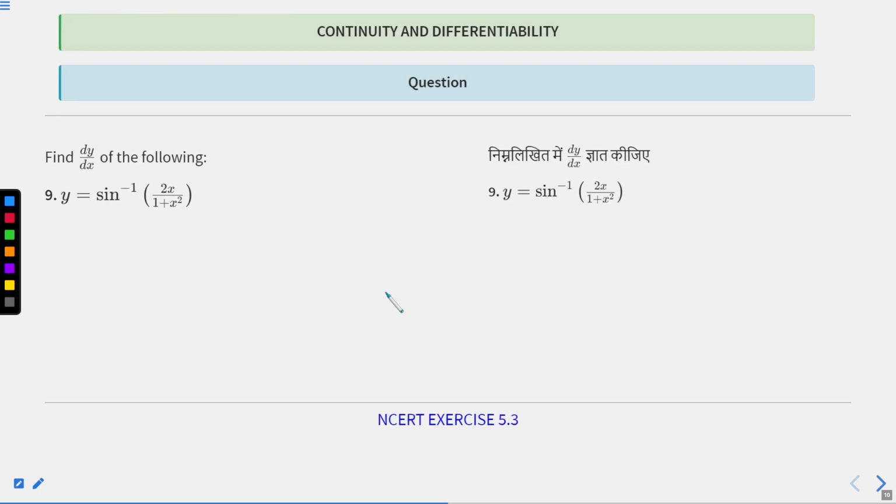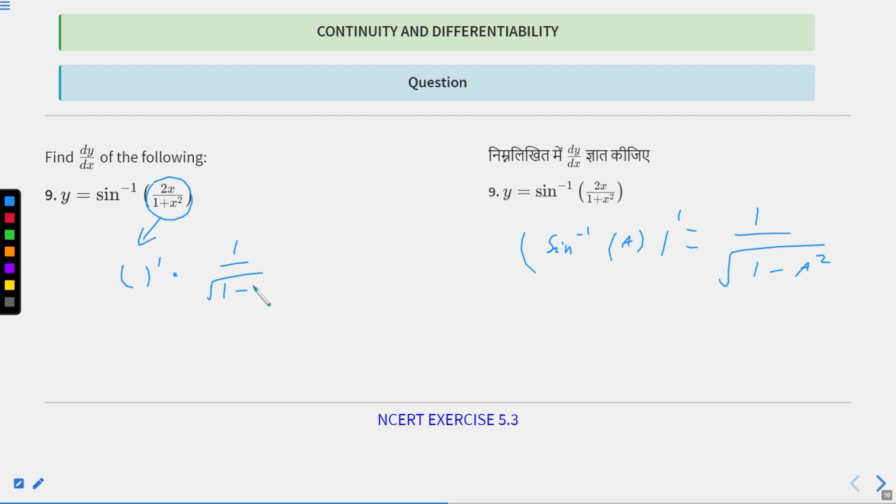Problem 9 says y equals sine inverse of 2x divided by 1 plus x square. How are you going to solve it? One way is to use the derivative of the sine inverse function: if you are given sine inverse a, then its derivative is 1 divided by root of 1 minus a square. Here a is this whole expression, so you take the derivative of this thing and multiply it with that. A square means this whole thing is squared. So one way is that.